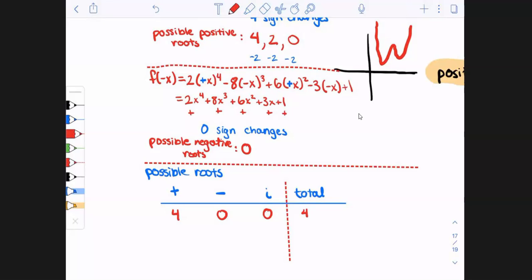Then we could have 2 positive roots. We have 0 negative. We need a total of 4, so we have 2 imaginary. The last possibility is that we have 0 positive roots. We know we have 0 negative roots. We need to get to a total of 4, so that means we must have a total of 4 imaginary roots.